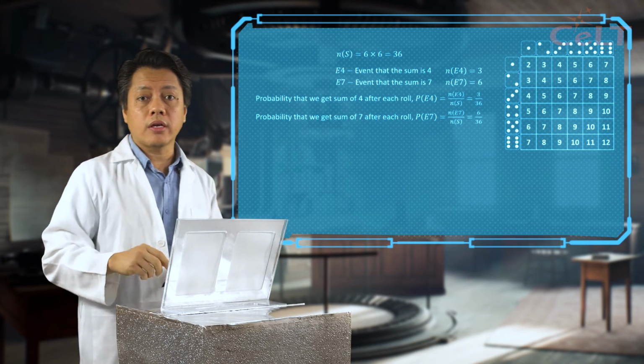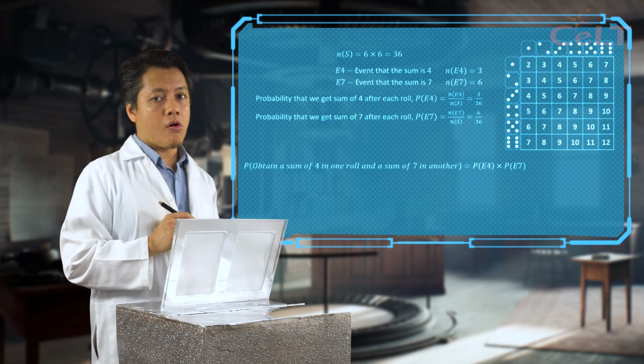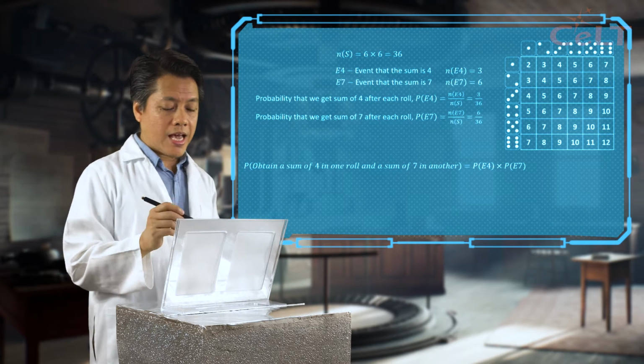Now, let's make things a little bit more interesting. Let's roll the dice twice. The question is, what is the probability that we get a sum of 4 in one roll and a 7 in another? There are 2 ways that we can achieve that. The first way is we get a 4 in the first roll and a 7 in the second. The second way is that we get a 7 in the first roll and a 4 in the second.